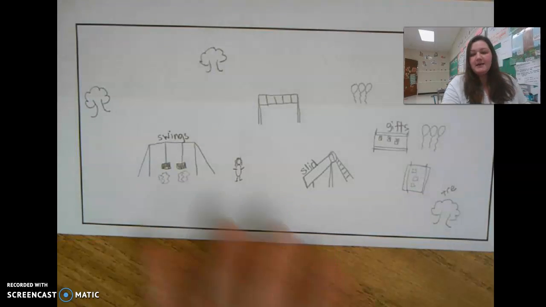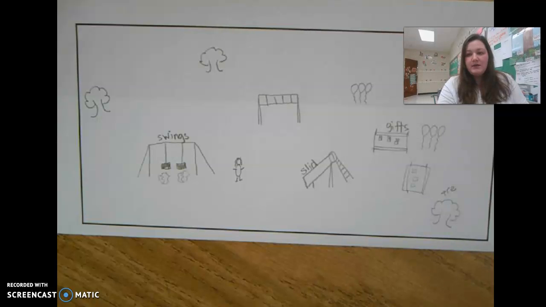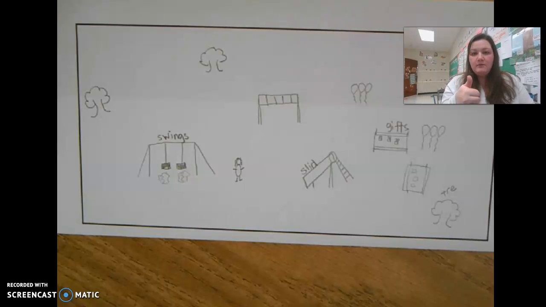I hear the E. So now I am all ready to start my writing. I have the important parts of my picture labeled to help me remember. Okay? So I'm all good to start writing.